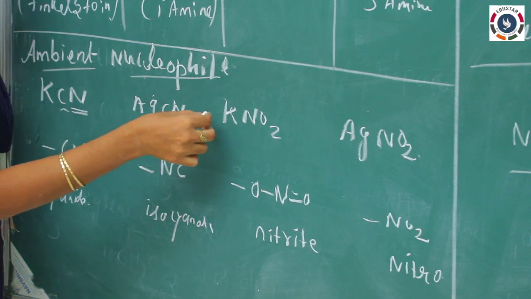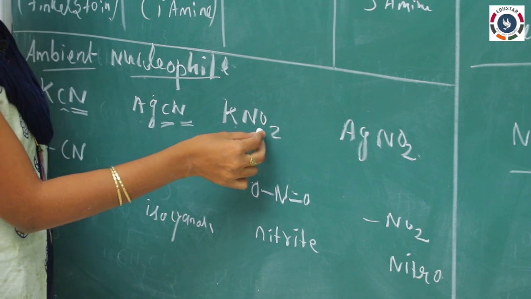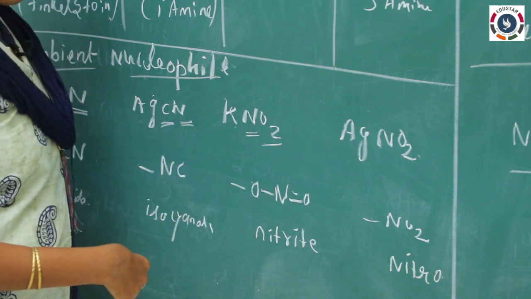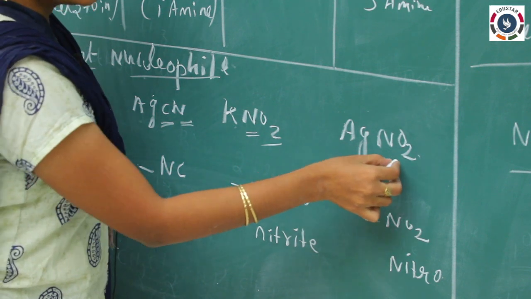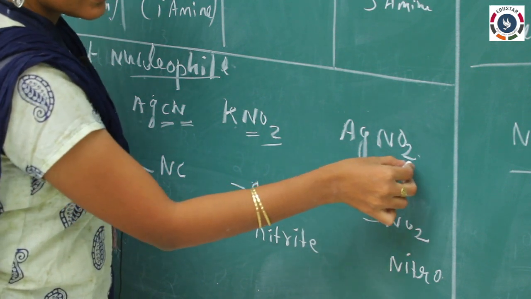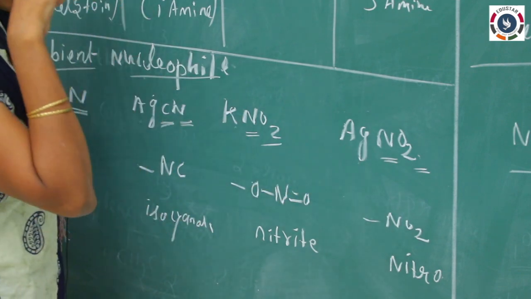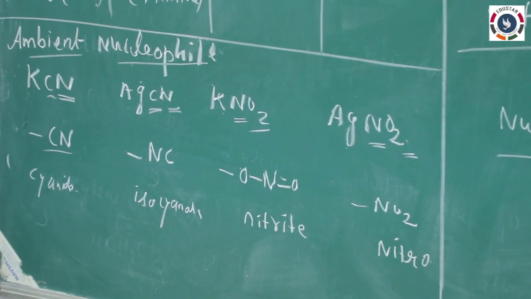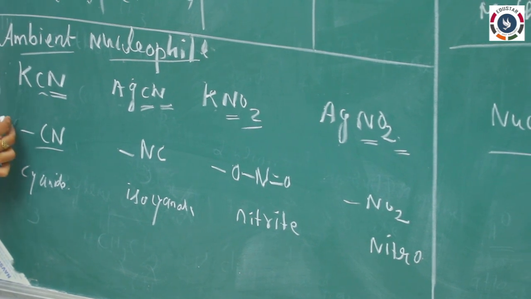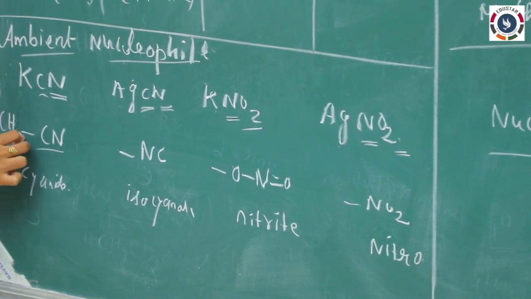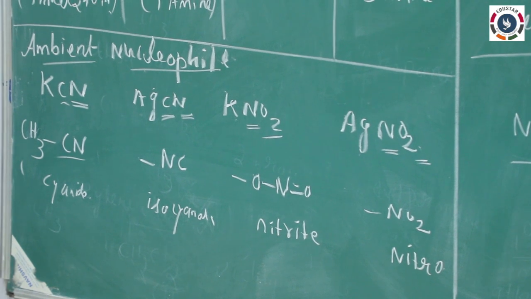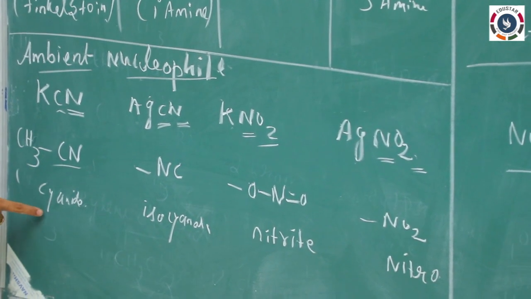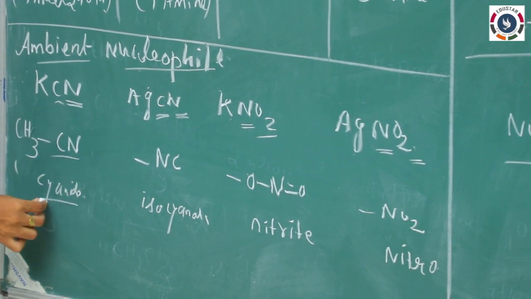In case of potassium nitrite, nitrogen can act as a site, oxygen can also act as a site. In case of silver nitrite, nitrogen can act as a nucleophilic site, oxygen can also act as a nucleophilic site. Here the nucleophile is cyanide, and the methyl group will be substituted like this, CH3CN, cyanide.